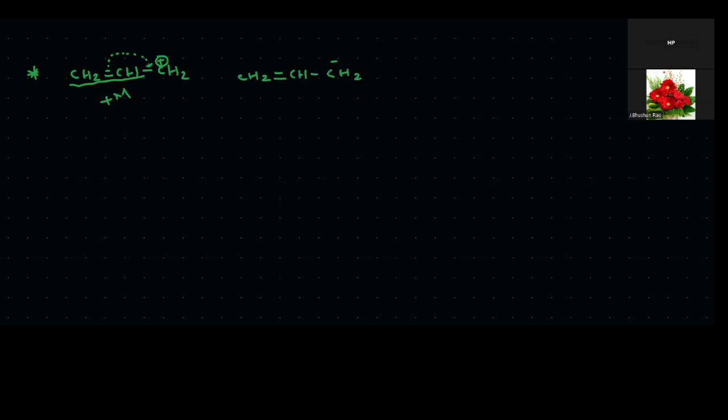Here negative charge donates the electron. Here this one comes to the adjacent carbon atom. So here also plus M group is present. This group alone acts as a plus M. It is also a conjugative system and it is possible here. The next another example.